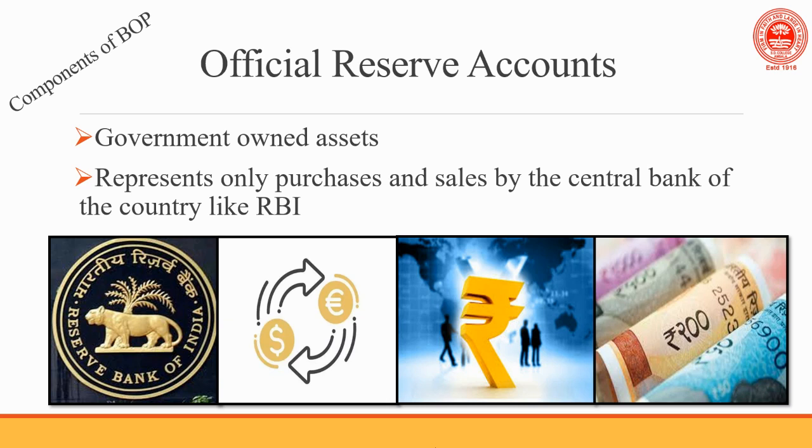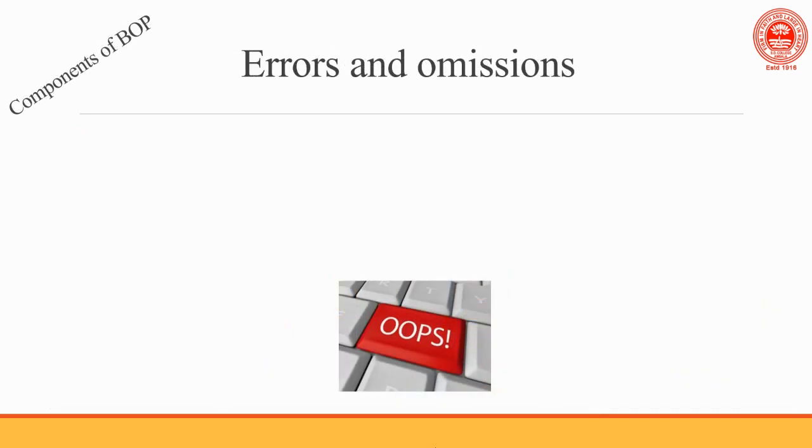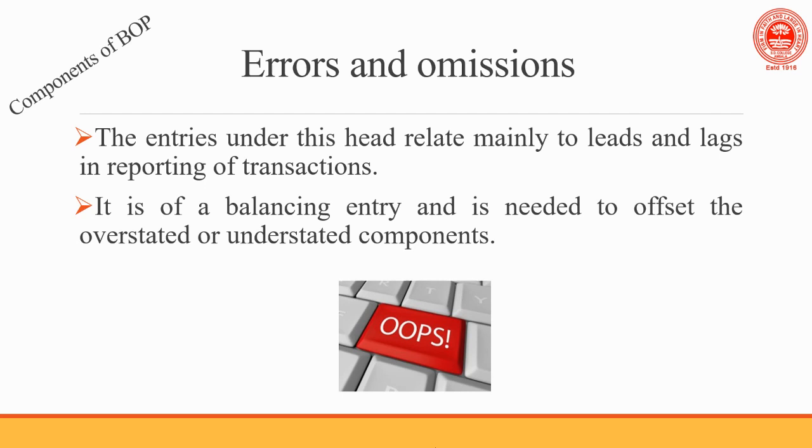Now, besides these three components of current account, capital account, and official reserves account, there is also a provision for any kind of errors and omissions in balance of payments. The entries under this head relate mainly to some leads or lags in reporting of transactions. It is a balancing entry basically, and it is needed to offset any kind of overstated or understated components. So these were about the basic components of balance of payments.